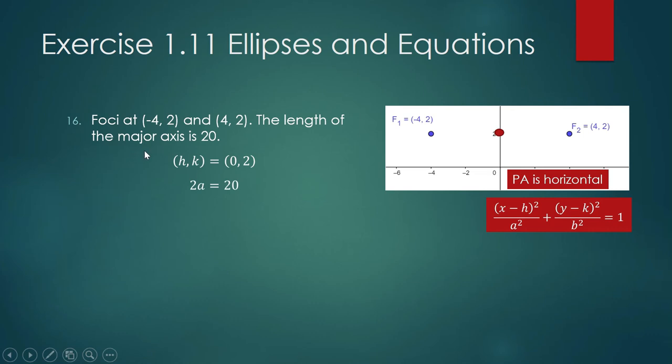Just like what I said, the length of the major axis is 2a, so it's equal to 20. 2a is equal to 20, a is equal to 10. A squared is 100. We are almost there. We already have the coordinates of your center. We already have a value for a squared. But what about b squared? Nothing is said about the minor axis here.